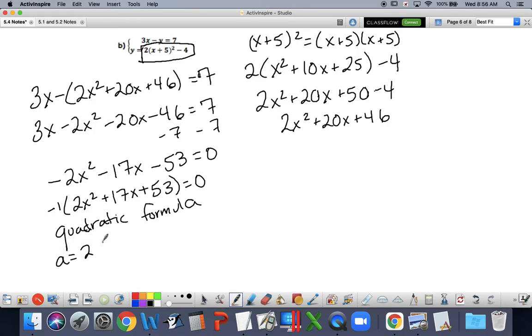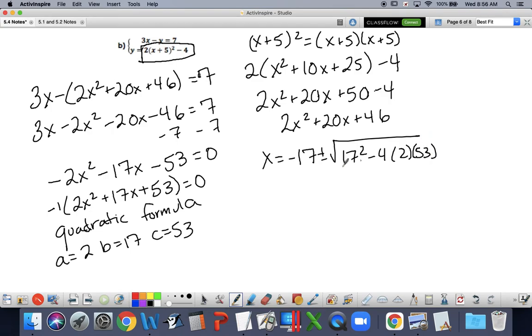So I have a is equal to 2, b is equal to 17, c is equal to 53. So let's plug that in and we'll sing along. x equals opposite b plus or minus the square root of b squared minus 4ac all over 2a. There we go. So we go ahead and we figure all of this out. Let me pick up my calculator here. I got a negative value.